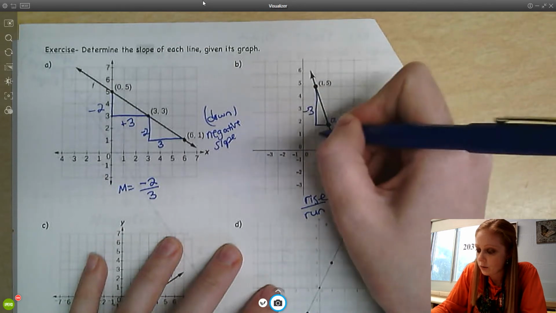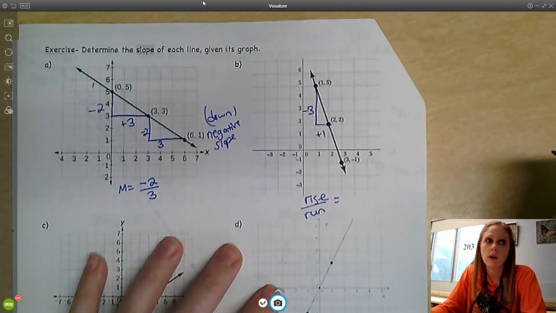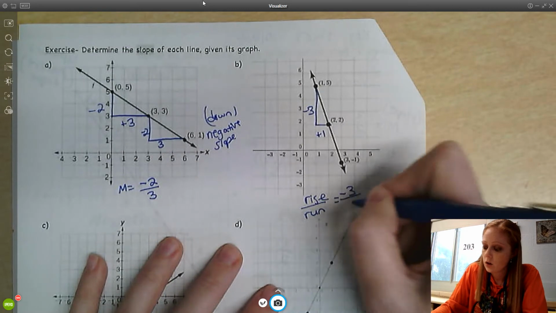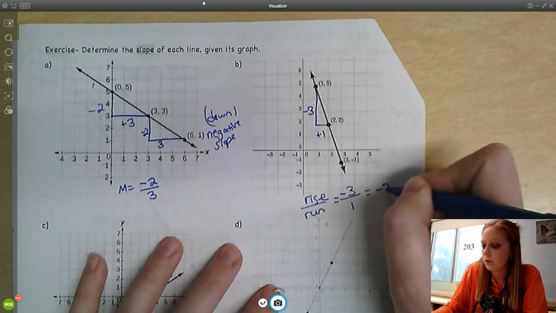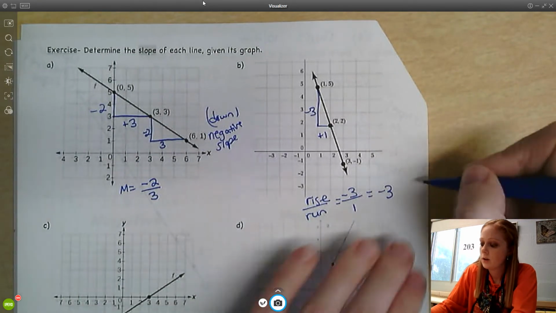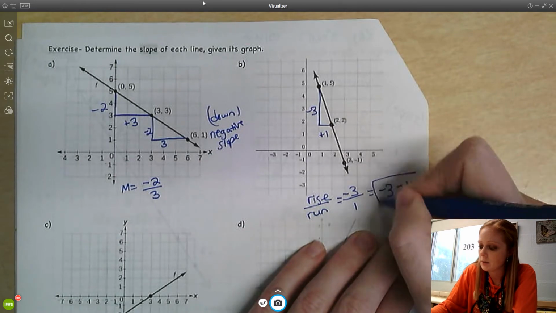I went down 3 and then to the right 1. So negative 3 over positive 1, which simplifies to a slope of negative 3. So my m is negative 3.